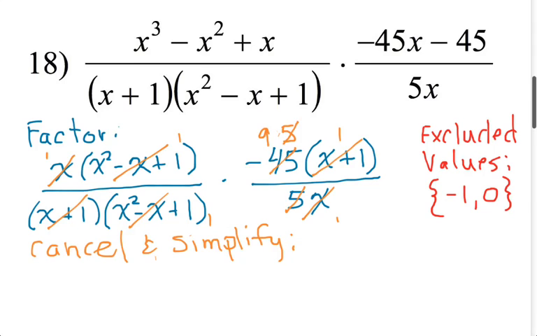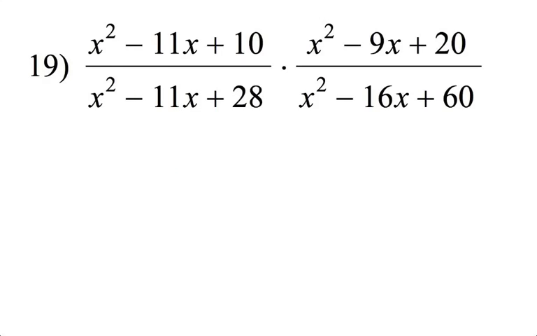Then we're going to cancel everything and simplify, and you should be able to follow all that canceling, hopefully, and realize that all the factors cancel except for the value -9. So that's our final answer. All of that other stuff is equal to just -9 as long as we don't put in -1 or 0 for x. Okay, here's another one.